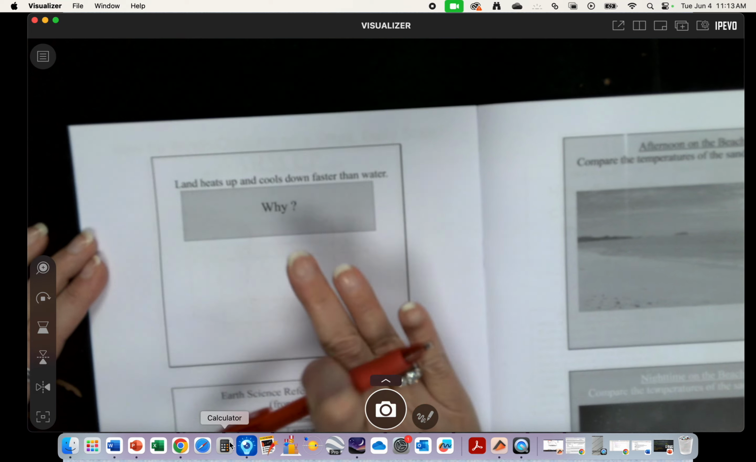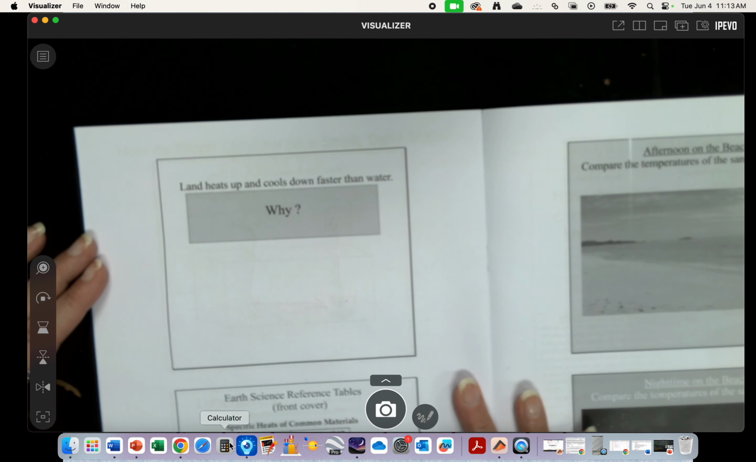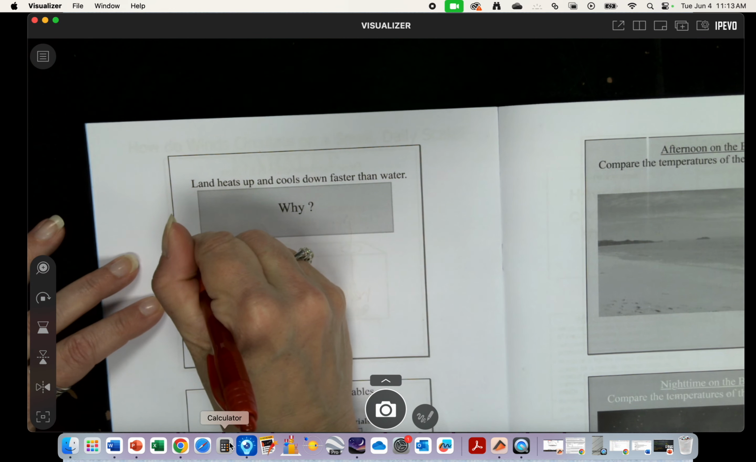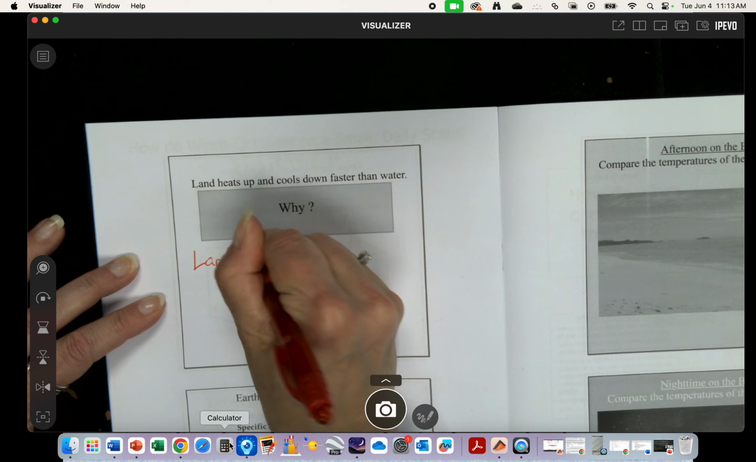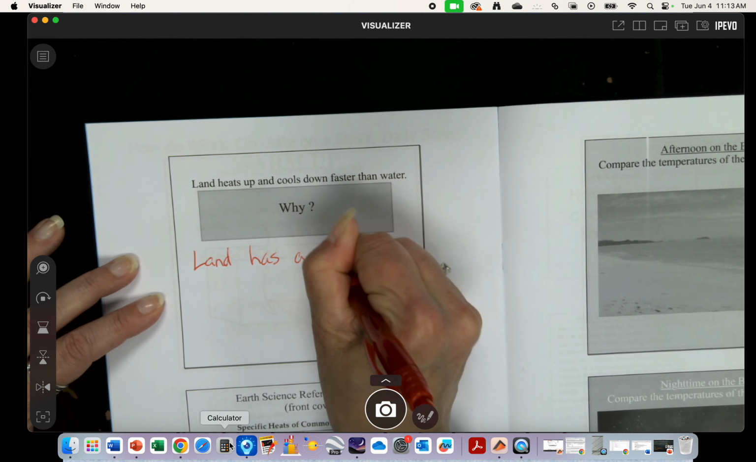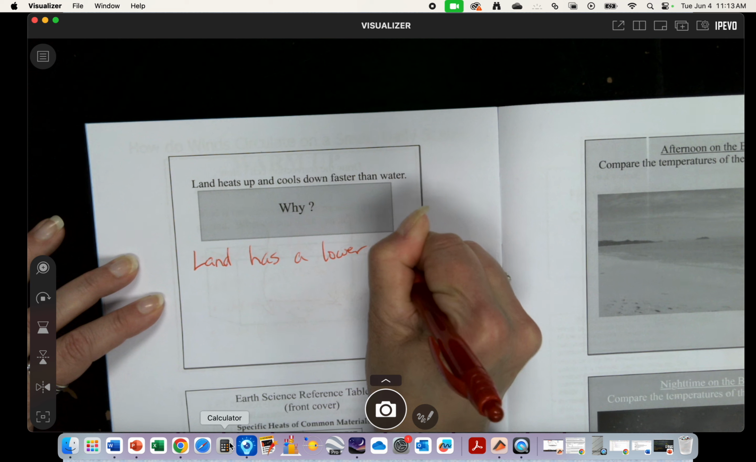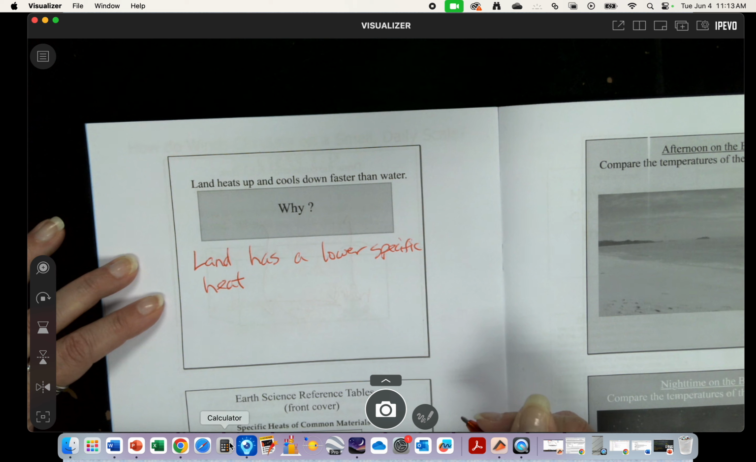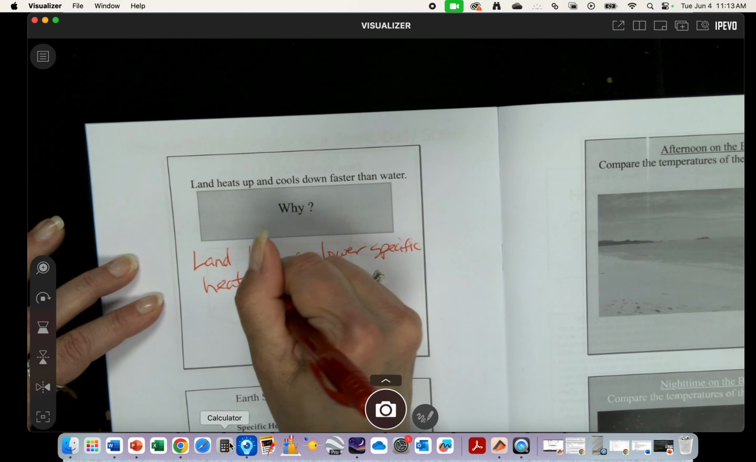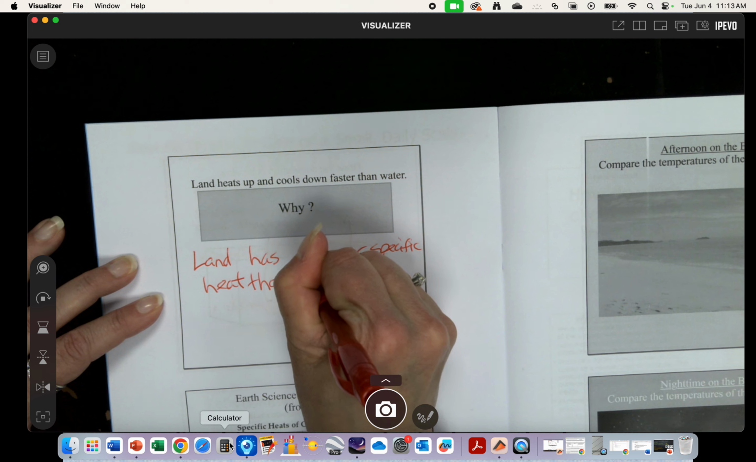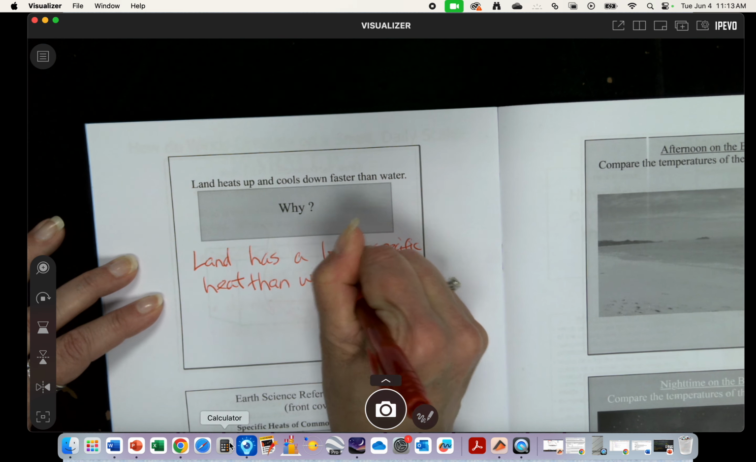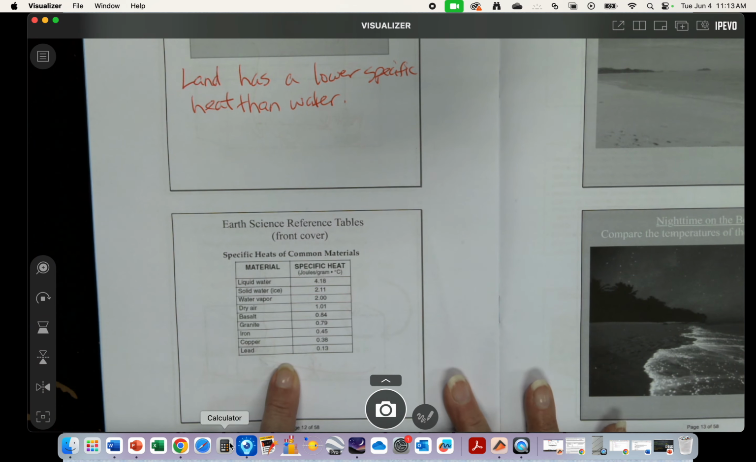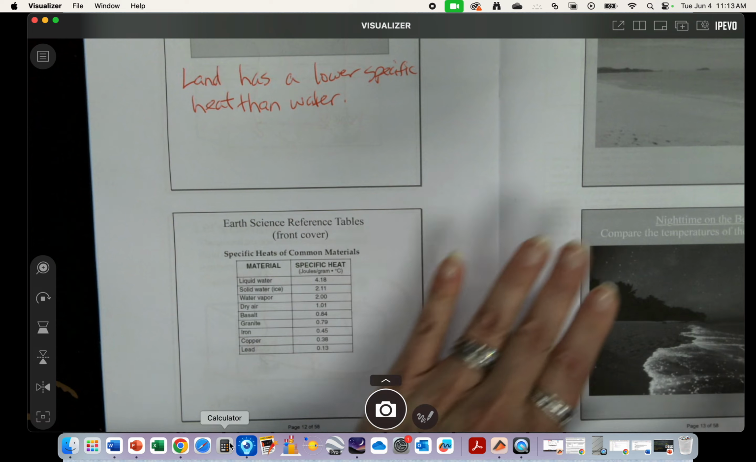Land heats up and cools down faster than water. Why? Jake? Land has a lower specific heat than water. Not "then water," "than water." That's the comparative. "Then" is next. "Than" is comparison. Okay, there you go. Water has a really high specific heat.